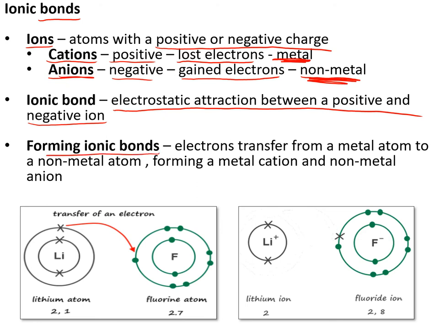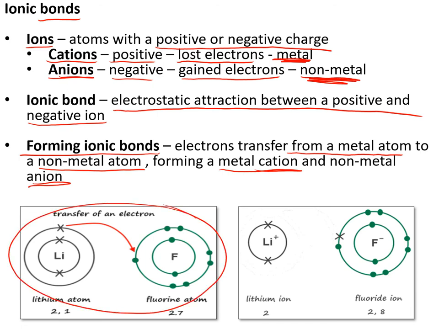And they form by electrons being transferred from a metal atom to a non-metal atom, leaving the metal as a cation and the non-metal as an anion. And we can see that happening in this example here. So if we look at lithium, which is a metal, and fluorine, which is a non-metal, lithium's one electron in its outer shell gets transferred over to fluorine. That leaves lithium with just two electrons in one shell, which is the full shell because it's the first shell. And it means that fluorine now has eight electrons in its outer shell, so that's full as well.